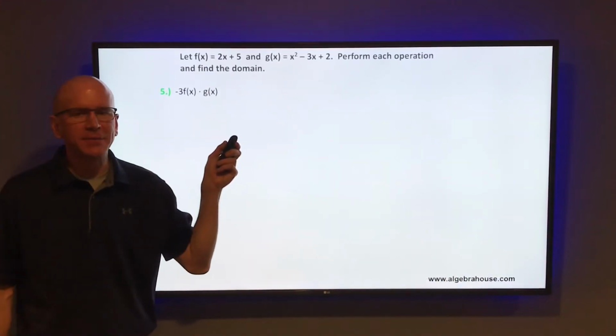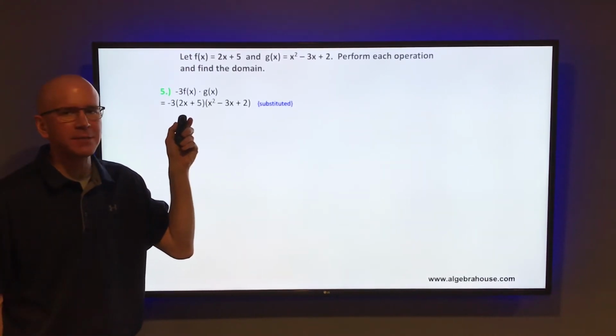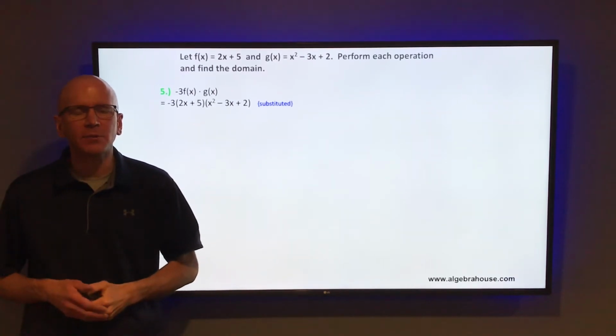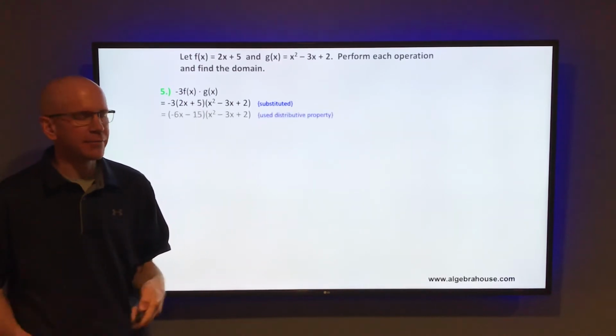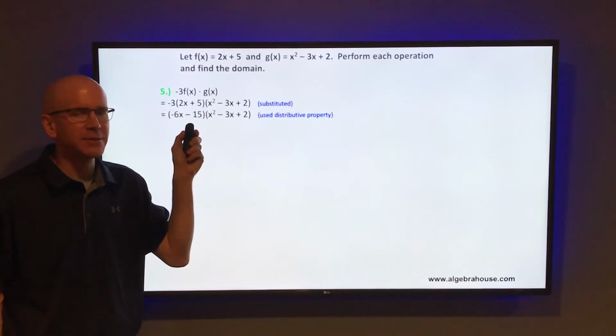Taking negative 3 times f(x) times g(x). So take negative 3 times what f(x) is, the 2x + 5, and multiply that by what g(x) is, the x² - 3x + 2. Use the distributive property with that negative 3. Take negative 3 times 2x, that is negative 6x, and negative 3 times 5, that is negative 15.